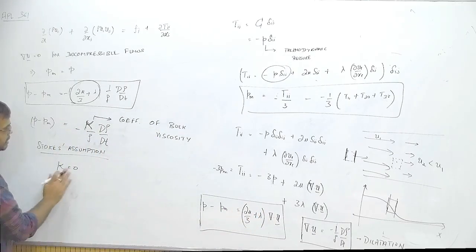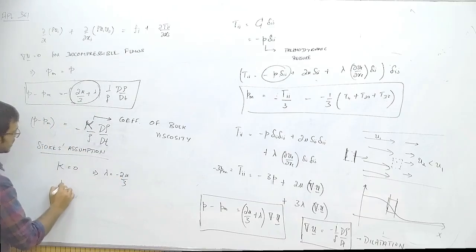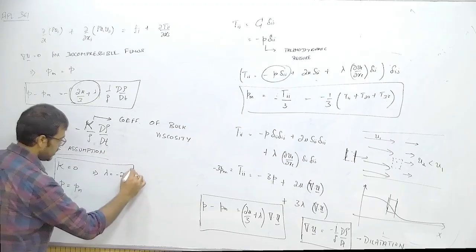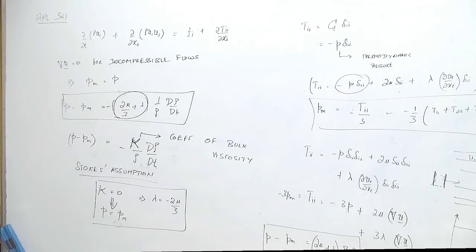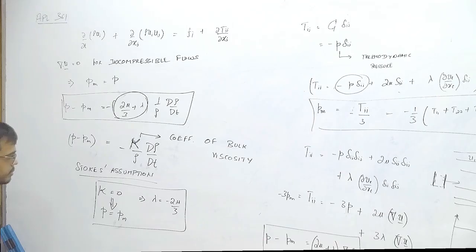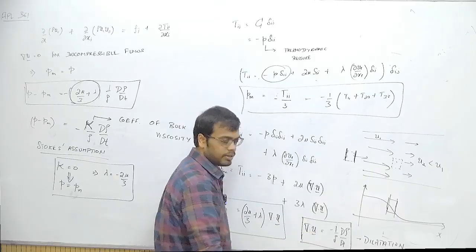But what he said is, let's make this assumption of kappa equals 0, that means lambda equals minus 2 mu by 3, and this means that p equals pm always. So the moment you say kappa equals 0, you get p equals pm irrespective of it being an incompressible flow or not. The moment you work under the Stokes assumption, the external pressure and thermodynamic pressure on a fluid element are equal, no matter the nature of the flow, compressible or incompressible. Dilatation is the word that I am labeling this. This we got from the continuity equation.